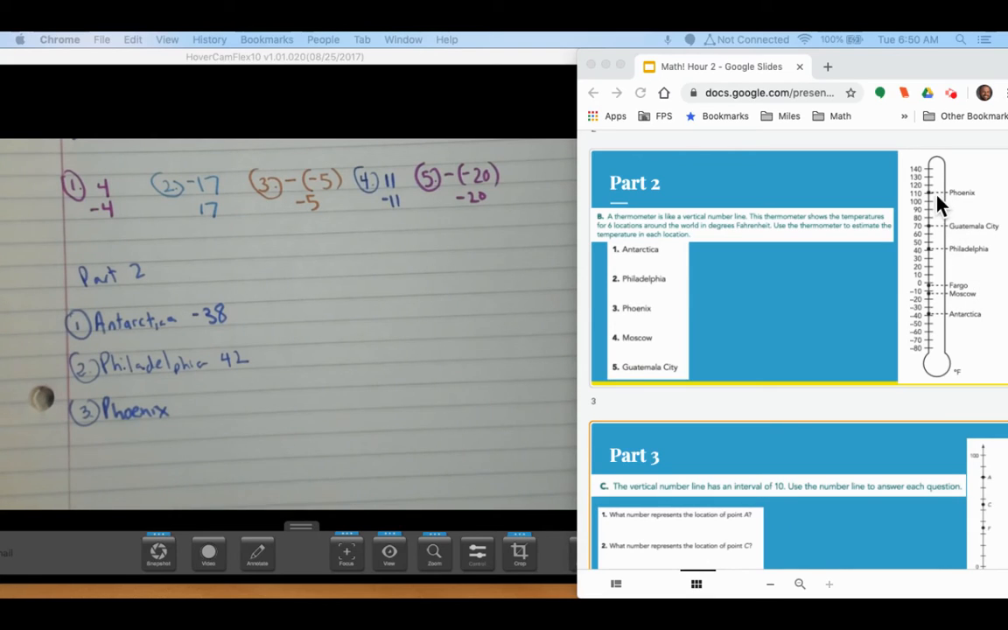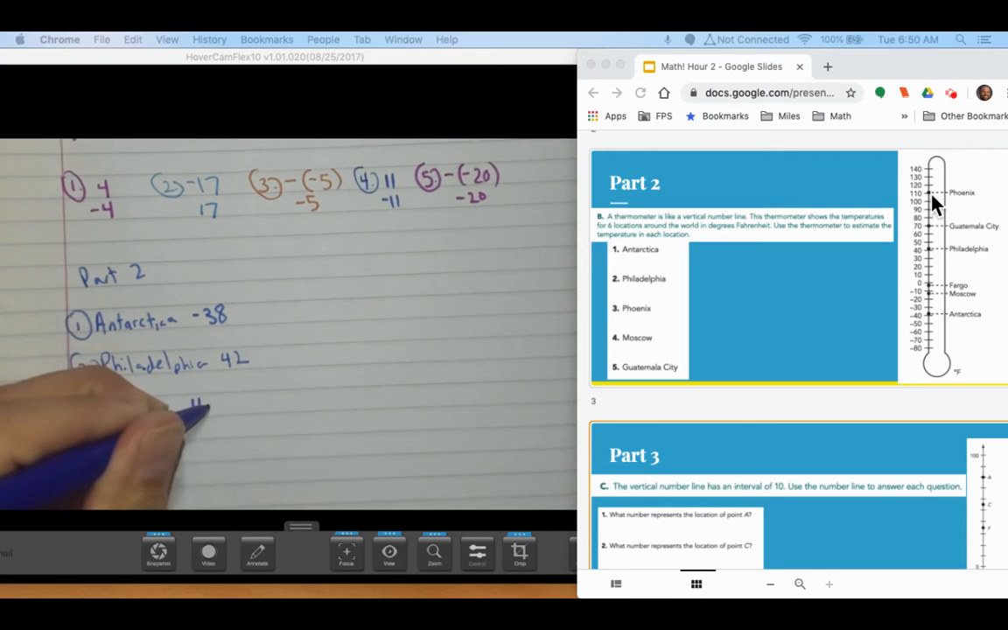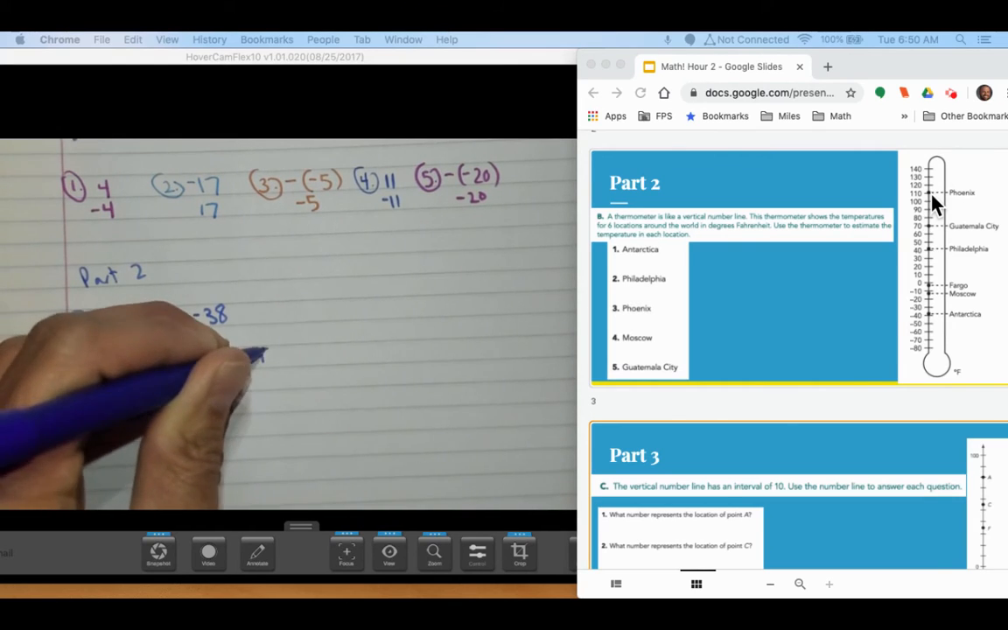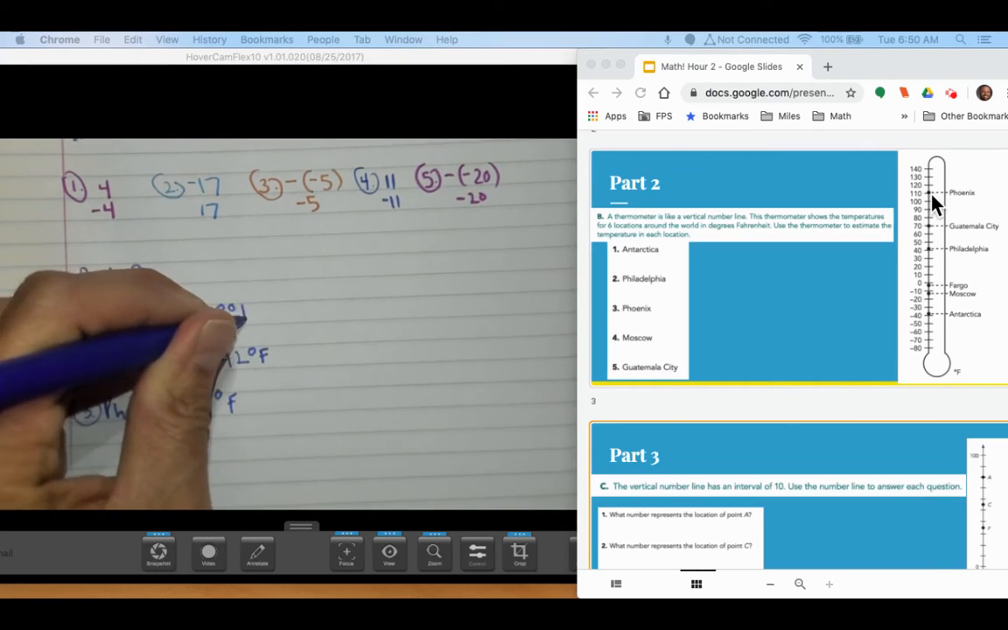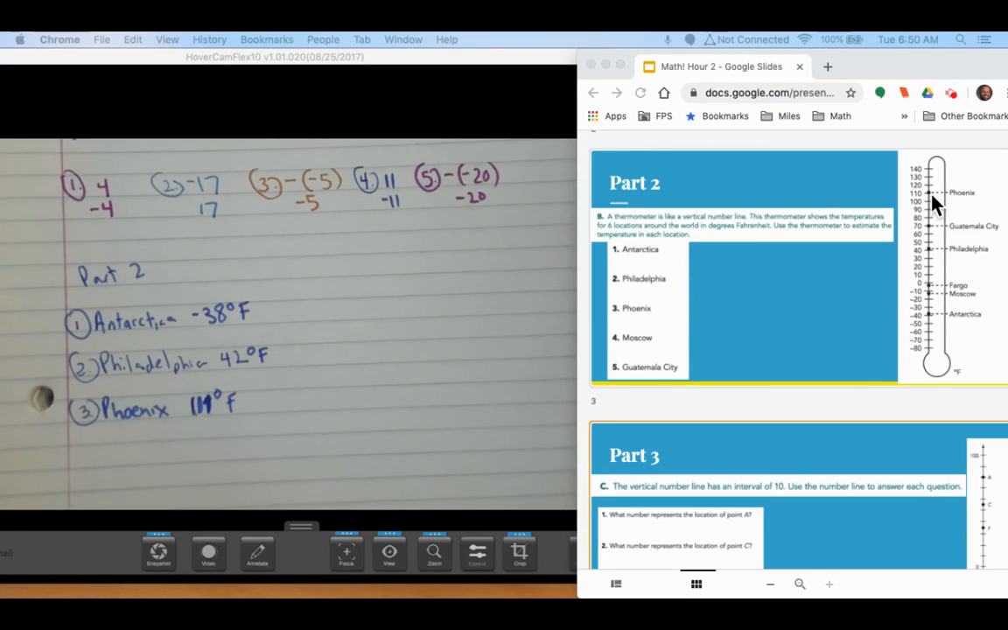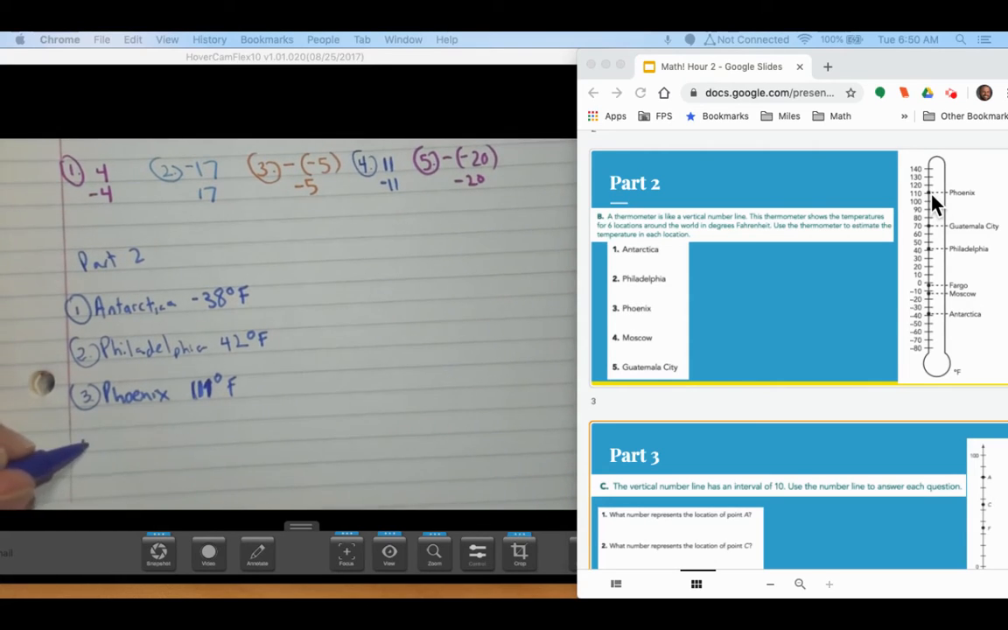Number 3 is Phoenix. Phoenix is between 110 and 120. It's closer to 110, so I would say 111 because it doesn't look like it's right on 110. These are all degrees Fahrenheit. The little circle is degrees. Now number 4, pause it and do number 4 and then play the video.